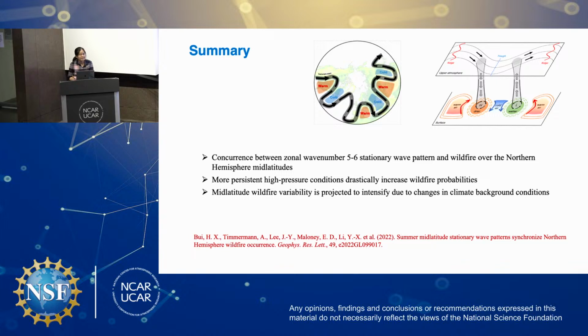Okay, so that's what I wanted to show you about the connection between the stationary wave and wildfire in the Northern Hemisphere summertime. We found some collocation and synchronization between the two, shown in the schematic diagram here. We also see that the persistence of high pressure conditions can increase the fire probabilities. And last, the global warming impact can increase the fire, but probably due to the changing background conditions rather than the stationary wave. The results have been published in this paper, so take a look if you are interested in this topic.